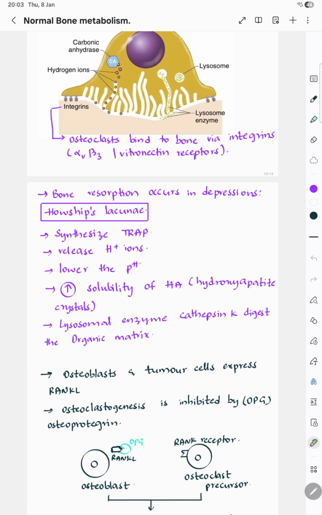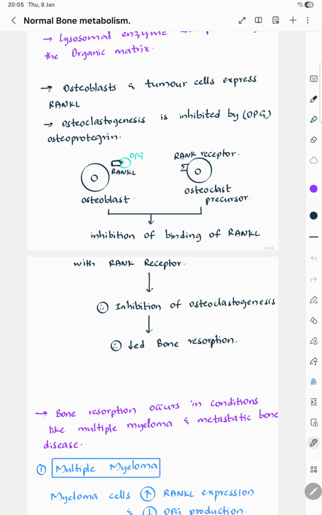The bone resorption occurs in depressions, those are the Howship lacunae, with synthesis of TRAP, tartrate-resistant acid phosphatase, and release of hydrogen ions, which lower the pH and increase the solubility of hydroxyapatite crystals, and the lysosomal enzyme cathepsin K digests the organic matrix. The osteoblasts and tumor cells express the RANK ligand.